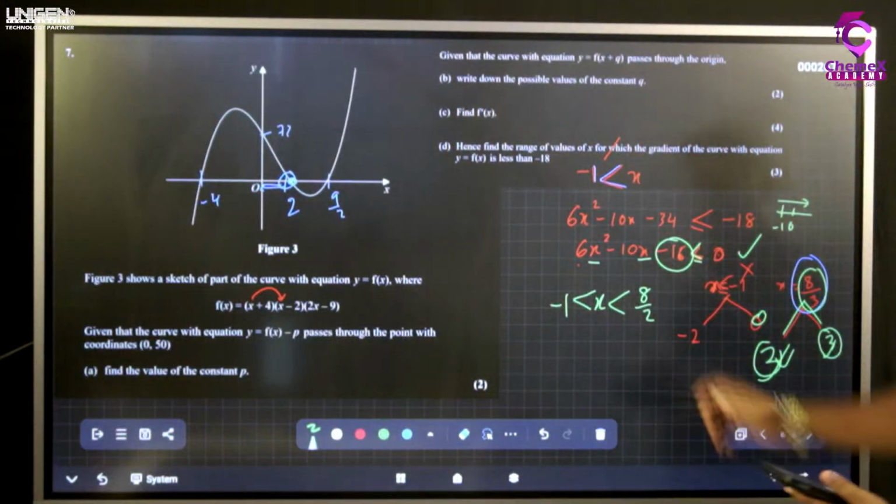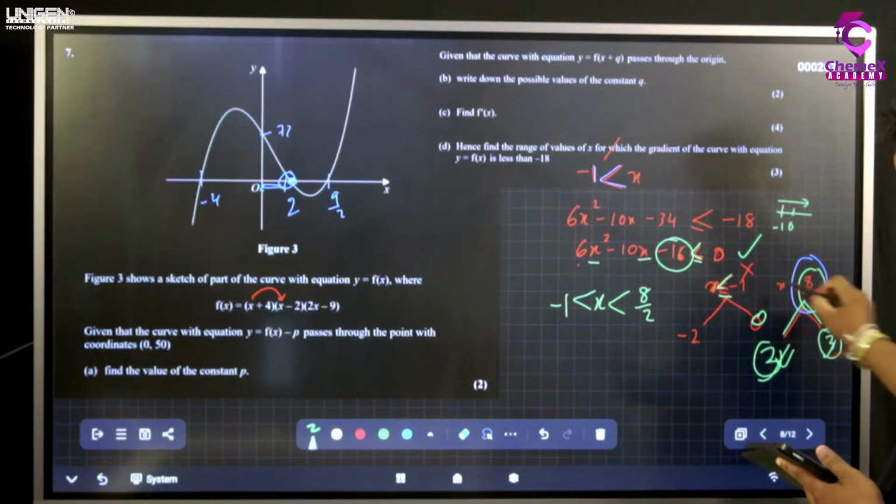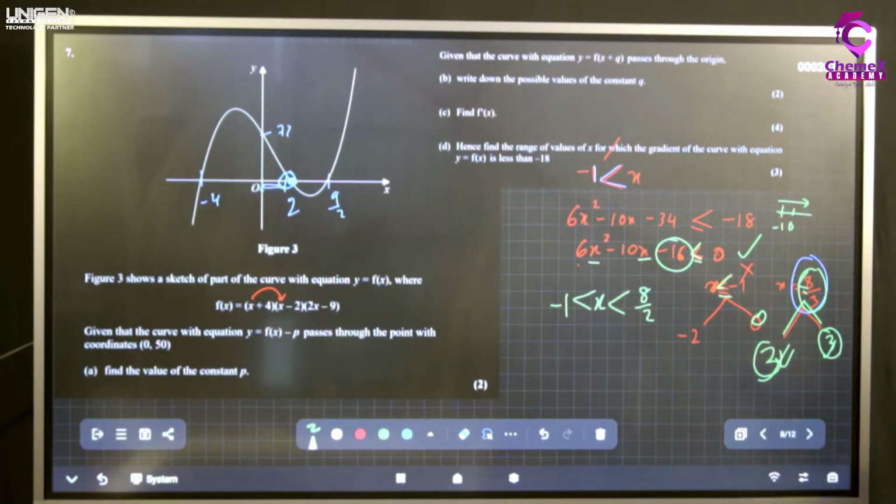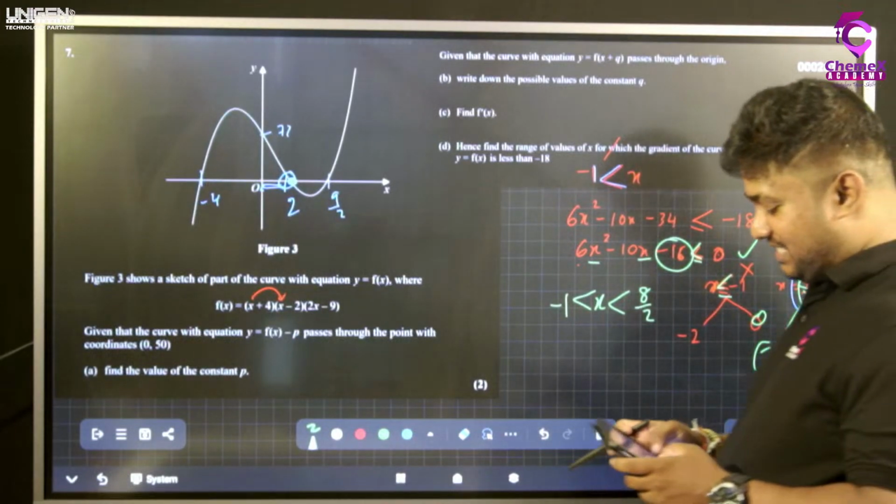You don't just put the same sign for both. That's wrong. Sometimes it can be correct, sometimes it can be wrong. It depends on the question.